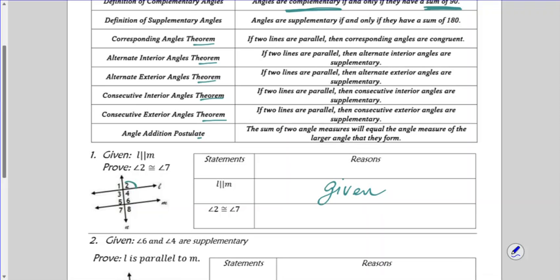Actually, I do want to point out something about the way this is written. A lot of the times you'll see it written as the measure of angle 2 or the measure of angle 7. That little m in front just means the measure of those two angles. But we're trying to prove that 2 and 7 are the same.